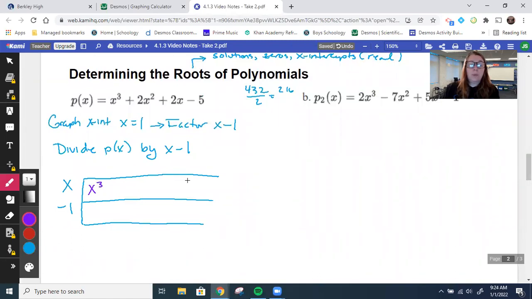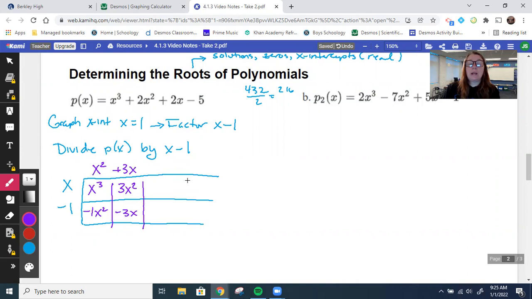All right, so I put the x cubed here. What times x is x cubed? So that's x squared. x squared times -1 is -1x squared. Okay, my x squareds have to add up to be 2x squared. So that means that this has to be a 3x squared. So these add up to be 2x squared. So what times x is 3x squared? That would be 3x. And then times -1 is -3x.